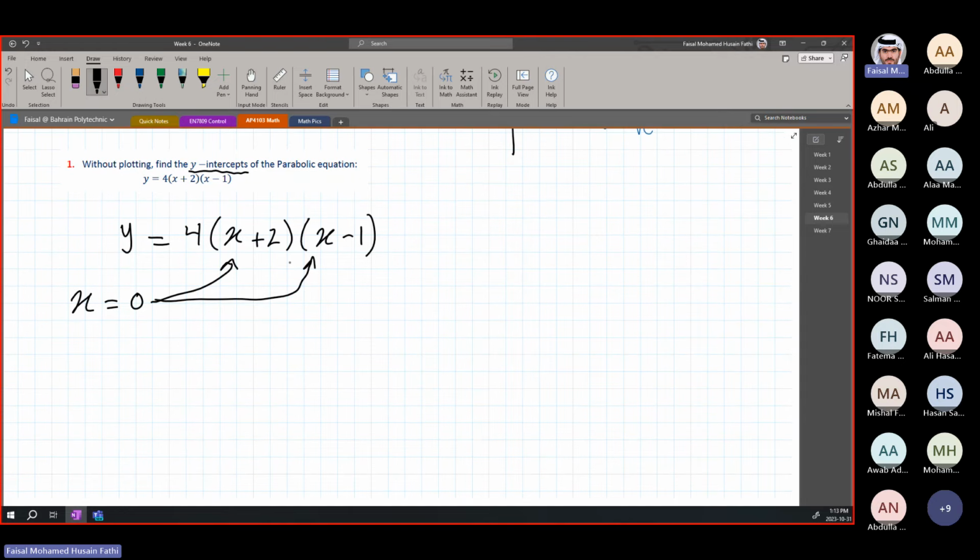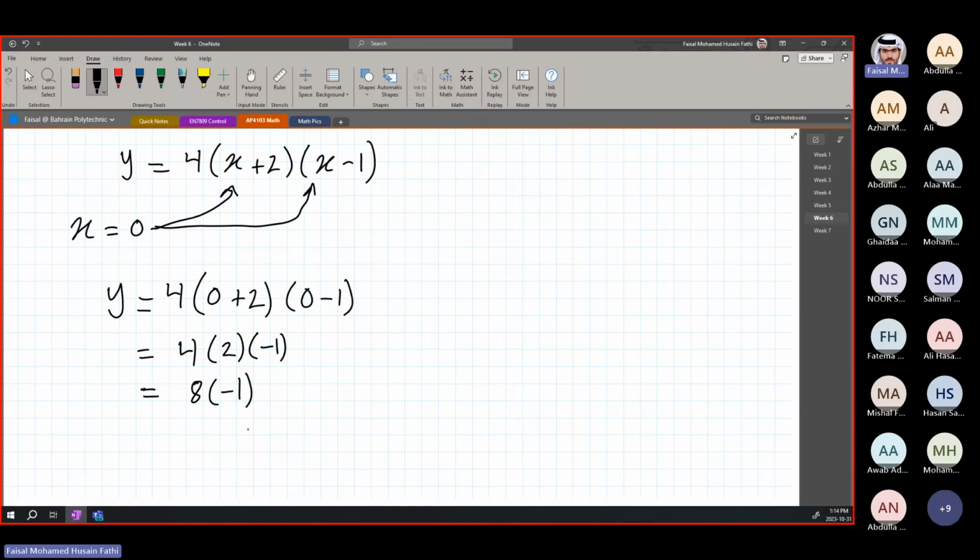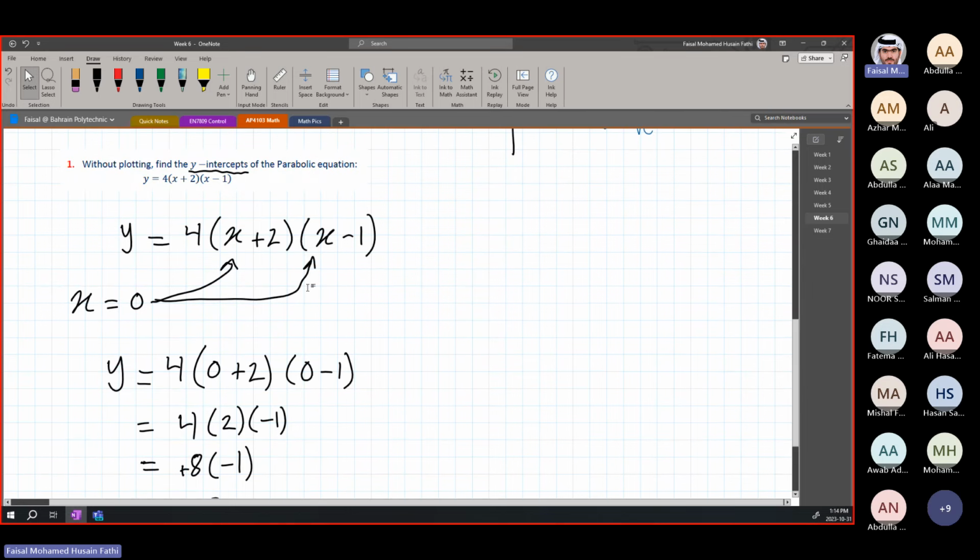So in this case, all we have to do is y is equal to 4 times (0 plus 2) times (0 minus 1). That's going to give us 4 times 2 times minus 1. 4 times 2 is 8, so 8 into minus 1, and plus into minus gives us minus 8. That's simple. So we just found the y-intercept of this question. Makes sense, right? How to find the y-intercept. If you have any questions, you can ask me now.